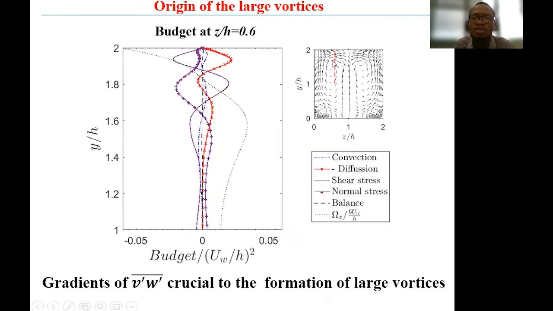Again, if we consider a line passing through the center of the large vortex, and we look at the budget of the terms in the velocity equation, we can see that the shear stress term is what is contributing to the production of streamwise velocity. So the gradient in the Reynolds shear stress is crucial to the formation of the large vortices.